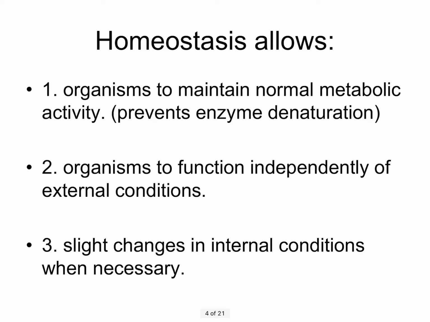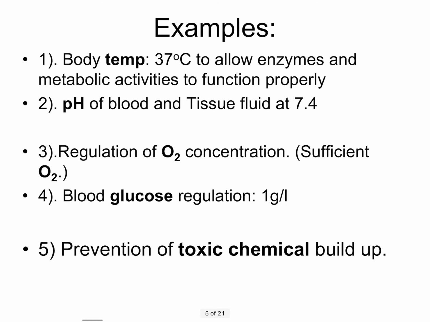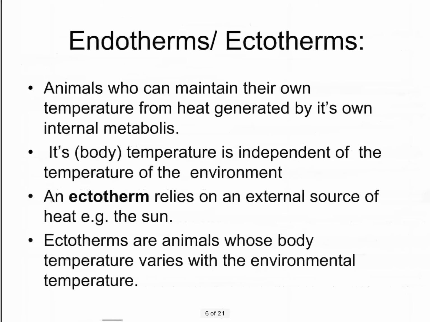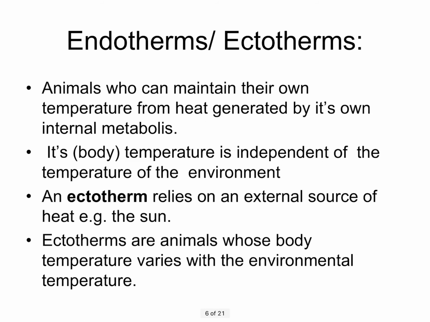40 is dangerous enough. If your body temperature goes above 40, the enzymes stop functioning. So we can tolerate slight changes. Homeostasis allows us to tolerate slight changes in our internal conditions, but not huge changes. Examples of those kinds of variables would be temperature, pH, concentration of oxygen, blood glucose concentration, and you don't want toxic chemicals building up in your cells.